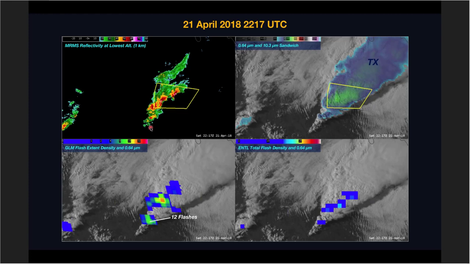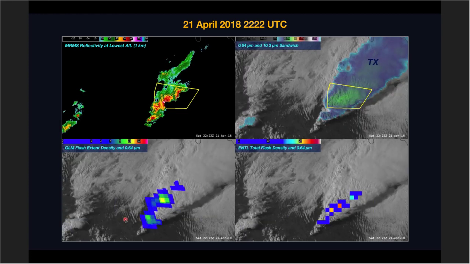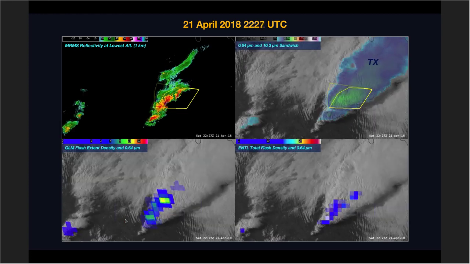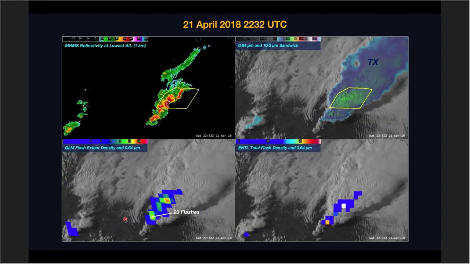So between 22:16 and 22:17, there was a pretty good increase with the developing convection to the south, an increase of 12 flashes. We jump ahead to 22. It remains somewhat steady state through 22:27, and then there was another increase over the last minute, 23 flashes. So you can see that there was probably an initial lightning jump, and then there was a secondary one.